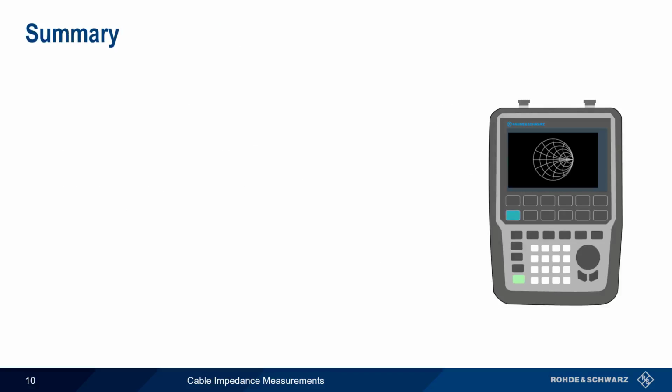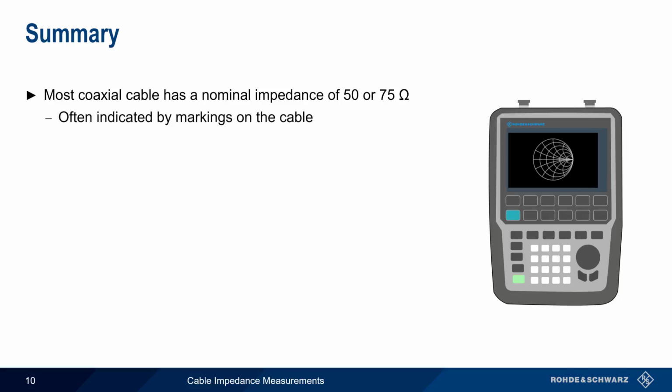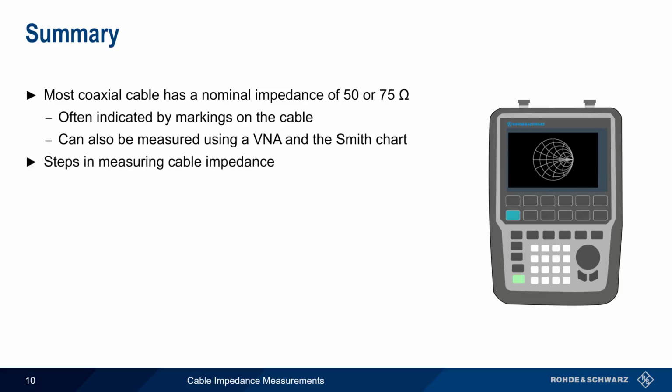Let's end with a brief summary. Most commercial coaxial cable has a nominal characteristic impedance of either 50 ohms or, less commonly, 75 ohms. This can often be determined from markings on the cable itself, but it can also be measured using a vector network analyzer and the Smith chart. The steps in measuring cable impedance with a VNA are as follows.